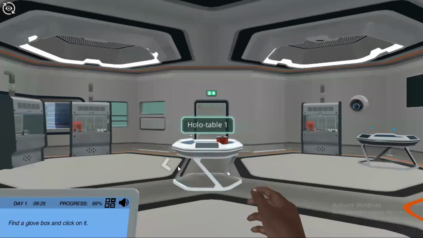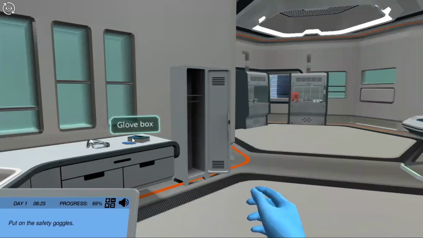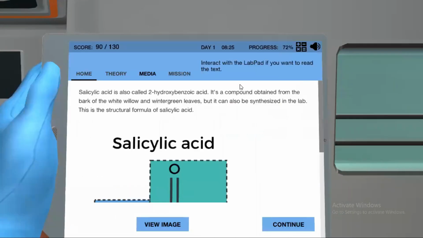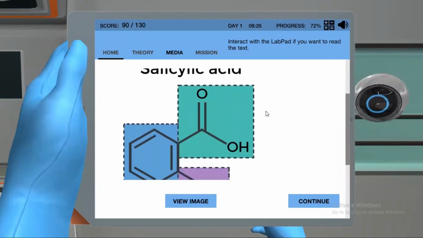Find a glove box and click on it. Put on the safety goggles. Return to the screen on the wall next to the entrance. Salicylic acid is also called 2-hydroxybenzoic acid. It's a compound obtained from the bark of the white willow and wintergreen leaves, but it can also be synthesized in a lab. This is the structural formula of salicylic acid.